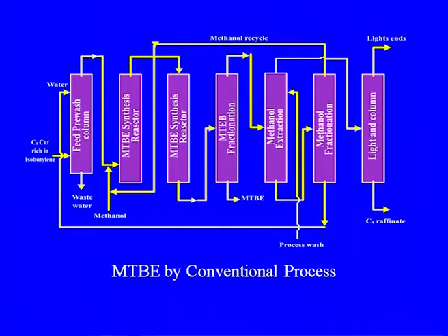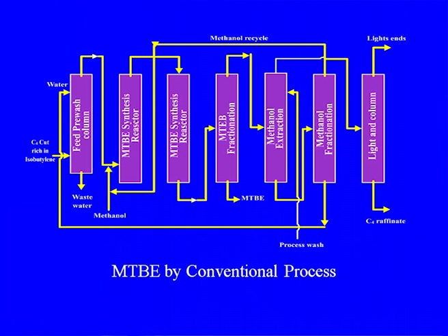This is the process that we are getting here, with the C4 cut, by the conventional process. This is the feed preparation part, and this is the MTBE synthesis part, where methanol is added for etherification. Two MTBE reactors are there, then the fractionation. In the two-stage process, we have the reactive distillation part also, then MTBE fractionation, where you separate the MTBE. The unreacted methanol is separated and recycled to the reactor. So this is the process.